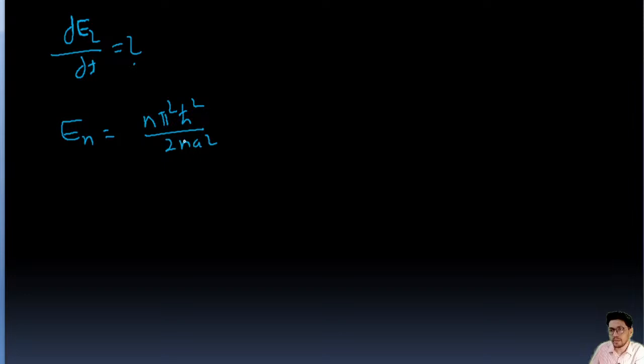So we need to find this. For the first excited state, we need to find dE2 upon dt. For the ground state the energy is E1, for the first excited state it's E2. So we know the energy En is n square pi square h square upon 2 m L square for a 1D box. So for the first excited state, E2 is going to be 4 pi square h square upon 2 m L square, since n is 2.